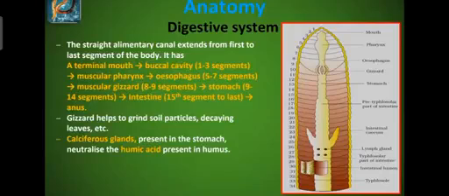The straight alimentary canal extends from the first to the last segment of the body, from mouth to anus. So a complete type of digestive system is present from mouth to anus. First part, a terminal mouth is present. Then the buccal cavity, that is the mouth cavity, which extends from the first to the third segment.